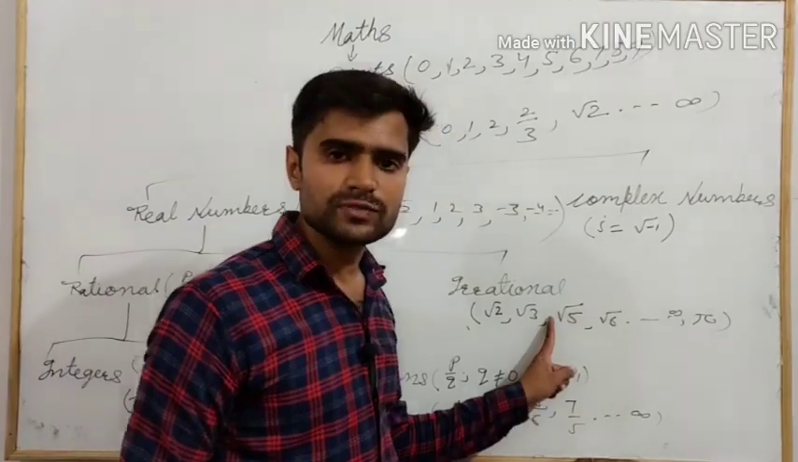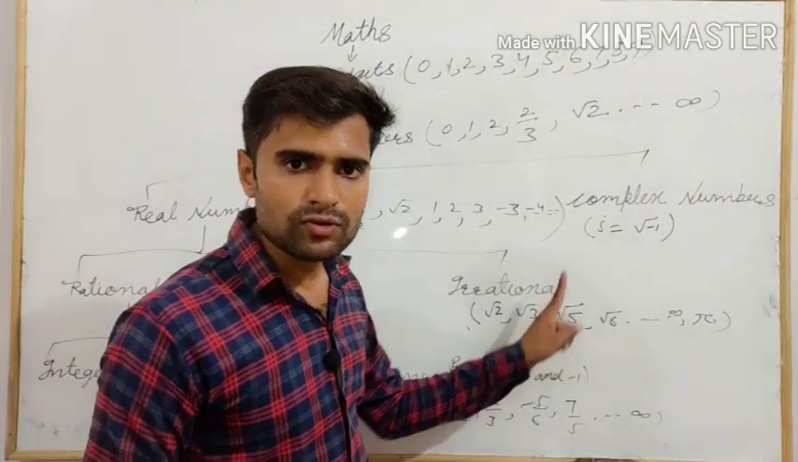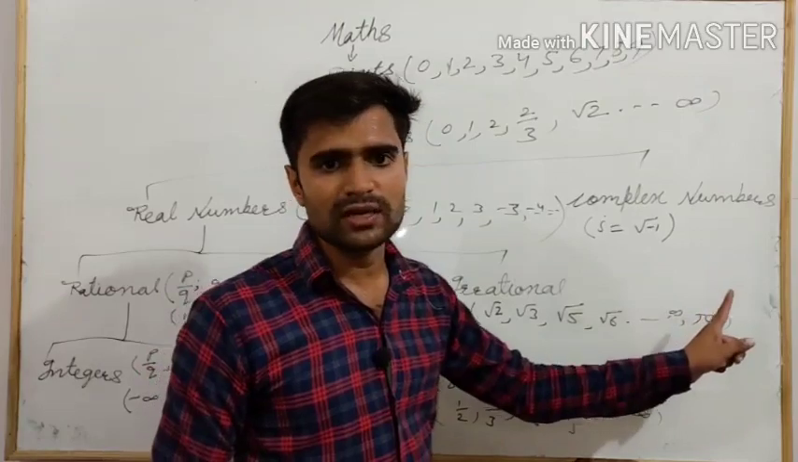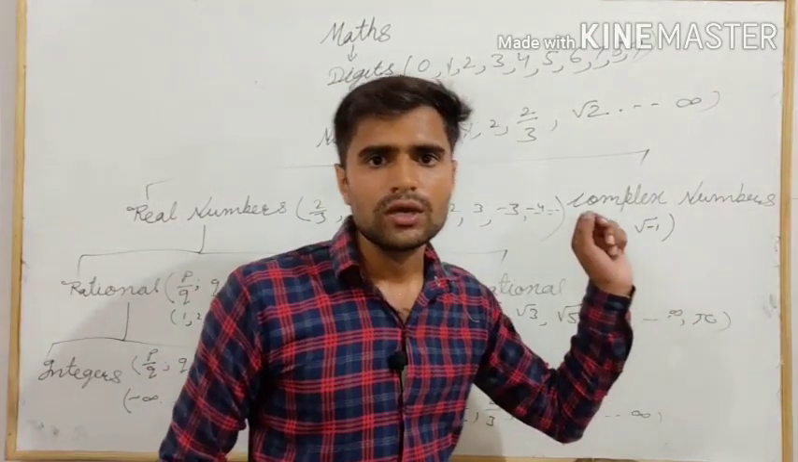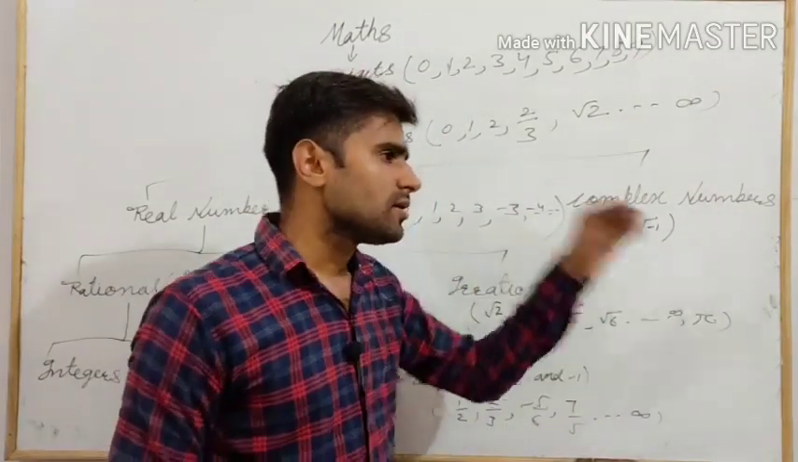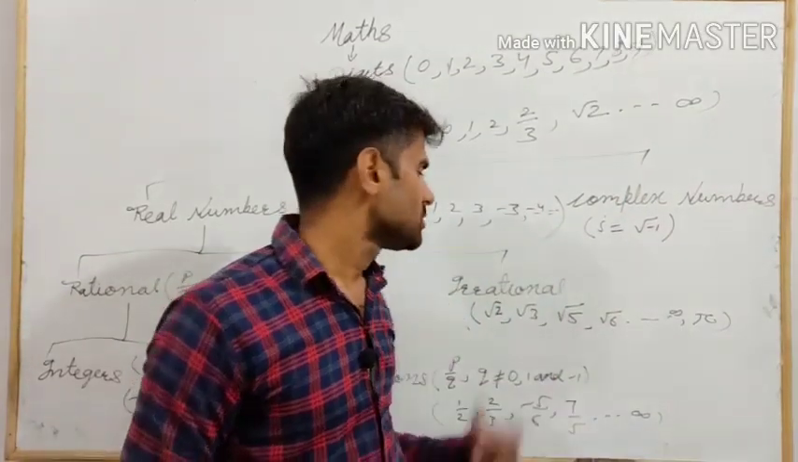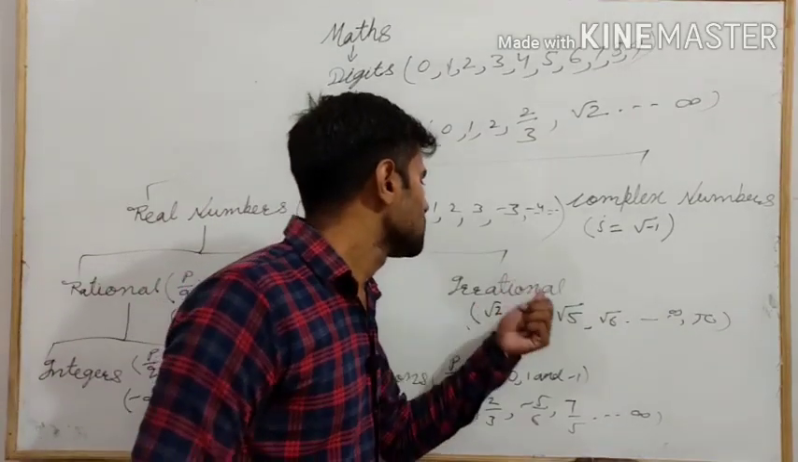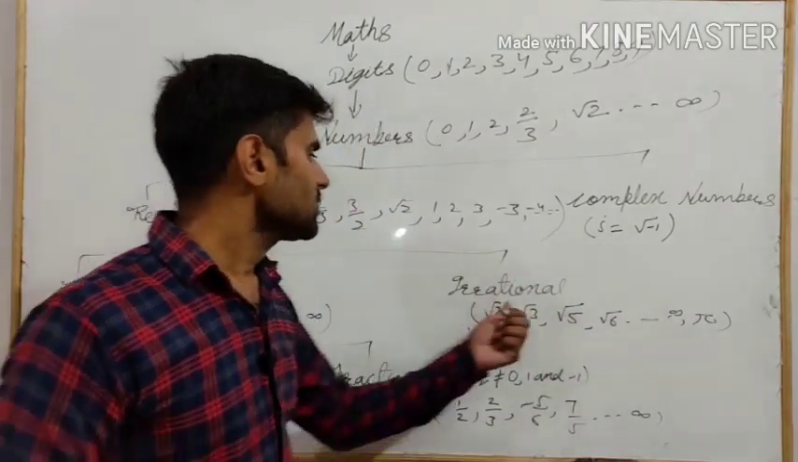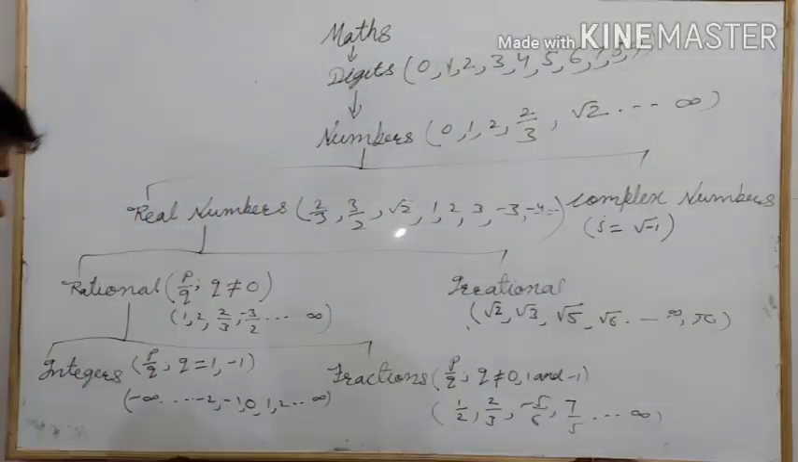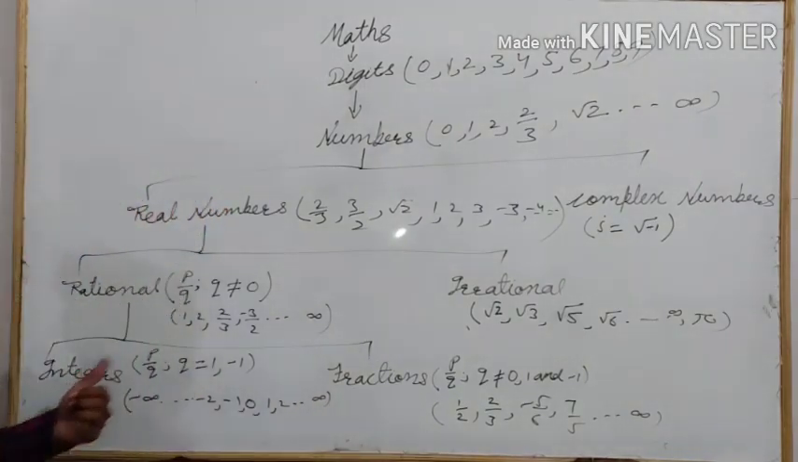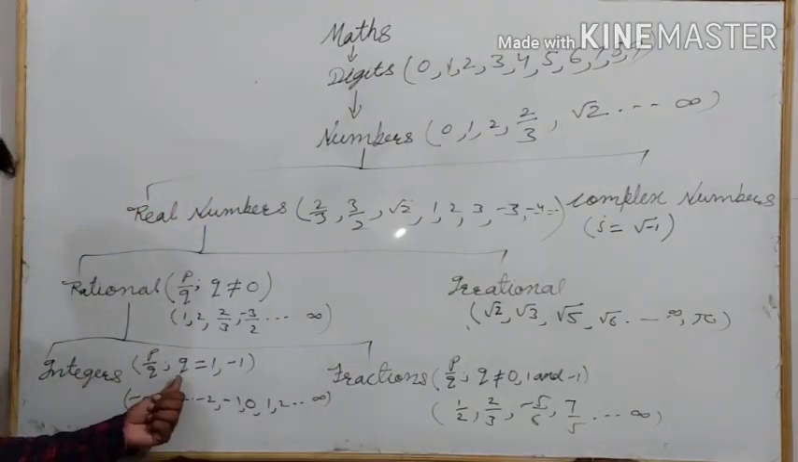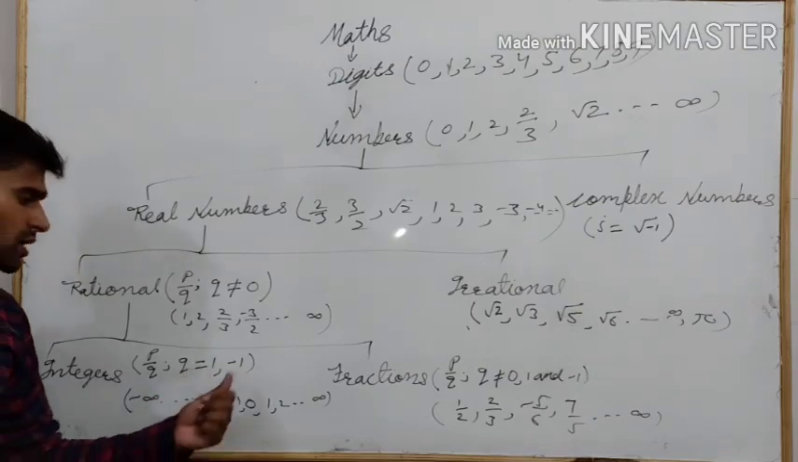Under root 4 is not possible because it has a complete root which is 2. Same, under root 9 is not possible, it also has a complete root. Under root 9 is equal to 3. Same, under root 16 is equal to 4. Other than complete root numbers, all roots are irrational numbers. Now rational numbers have two types, integers and fractions. Integers are in p upon q form, where q is only equal to 1 or minus 1.